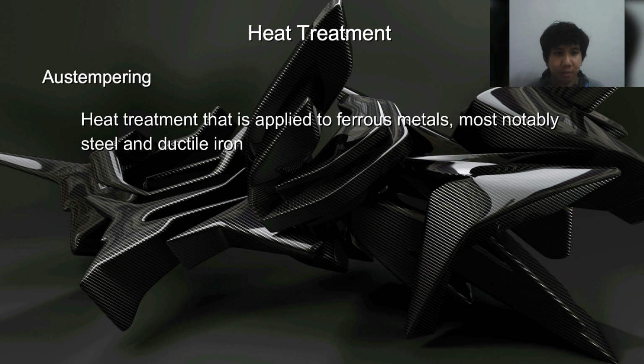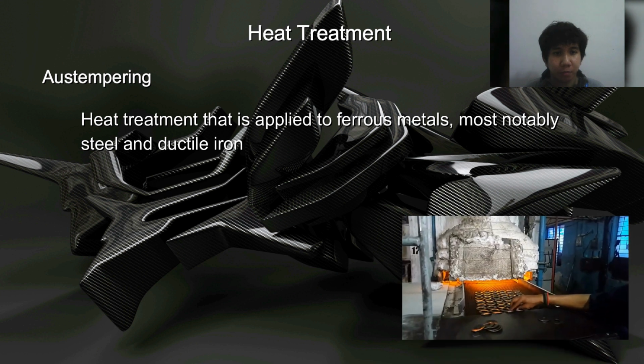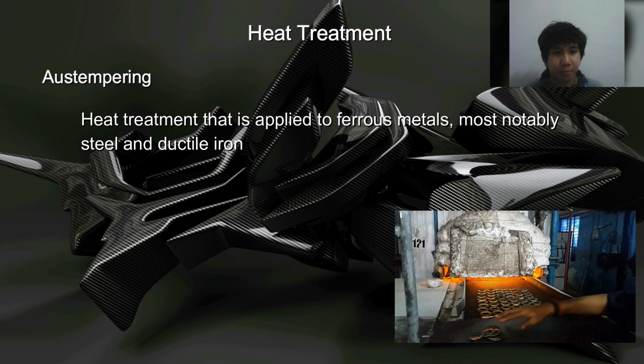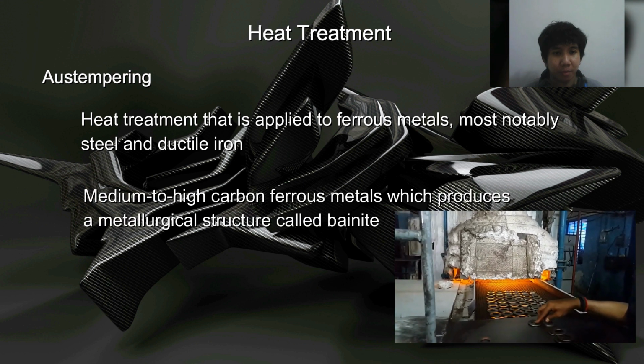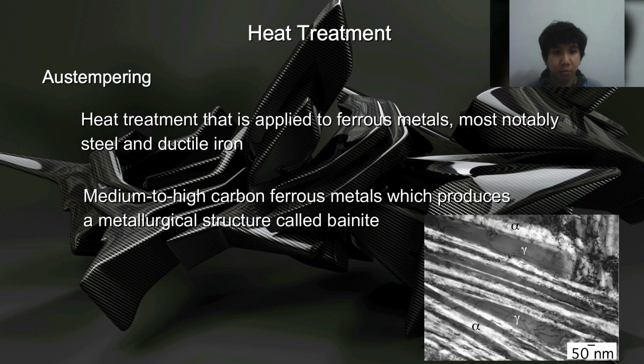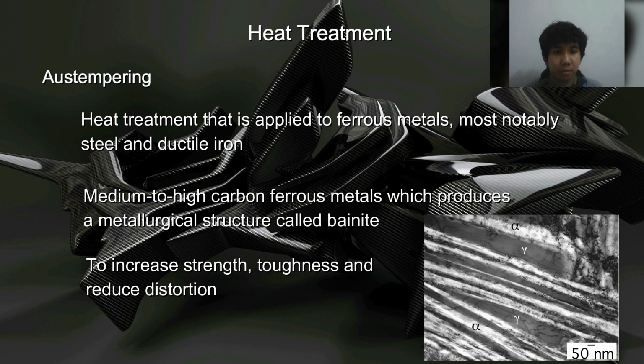Tempering. It is a heat treatment that is applied to ferrous metals, most notably steel and ductile iron, like medium to high carbon ferrous metals, which produce a metallurgical structure called bainite. It is used to increase strength, toughness, and reduce distortion.